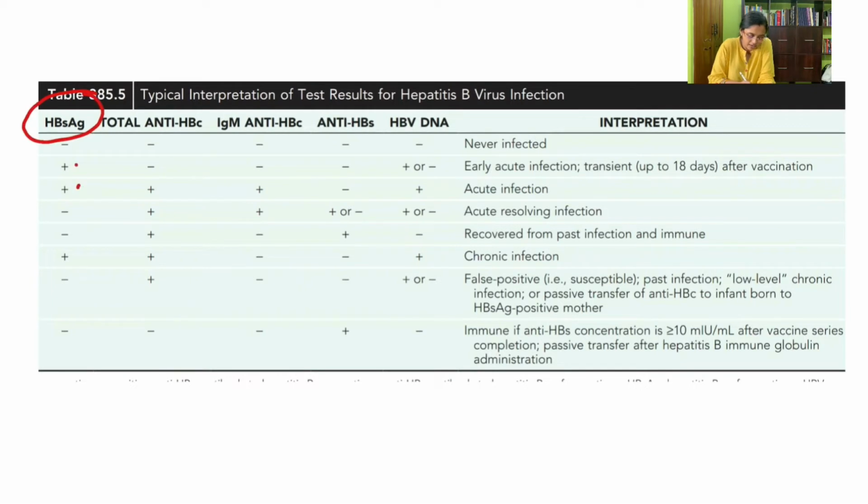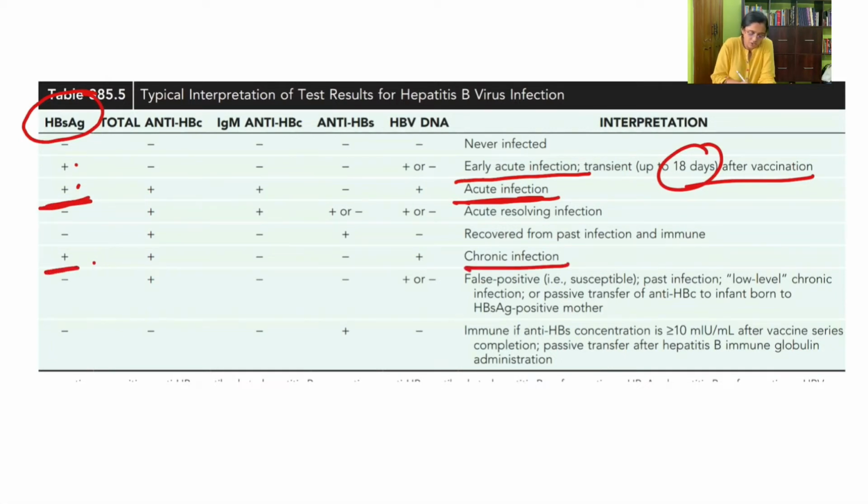Now look, HBs antigen is positive only in 3 cases. If very early in the infection or very transiently after we give a vaccine. Okay, so HBs antigen would be positive at that time. So in acute infection, you have HBs antigen is definitely positive. In chronic infection also, HBs antigen is also positive.